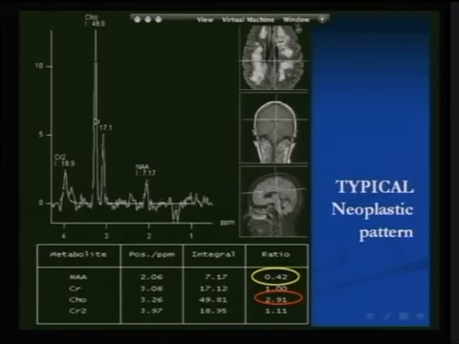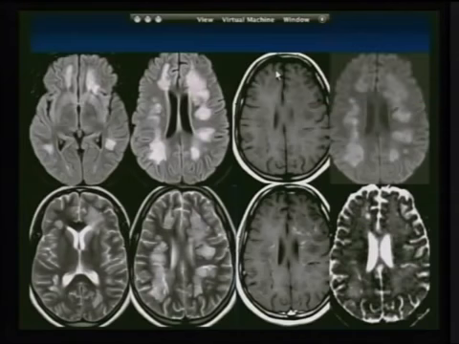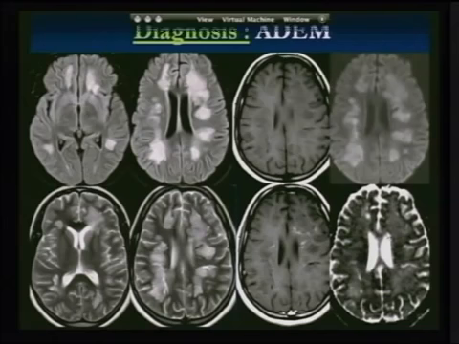But if we look at the conventional sequences, these are multiple, coalescent, T2 hyperintense nodules along the gray-white matter junction, sparing the callososeptal interface, minimal enhancement, no restriction. In fact, this was ADEM and not neoplasm.